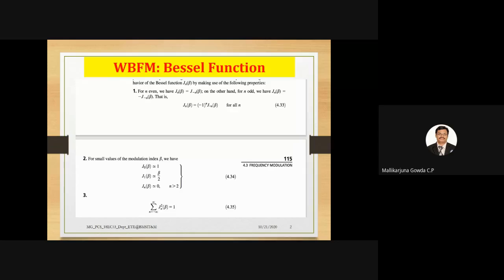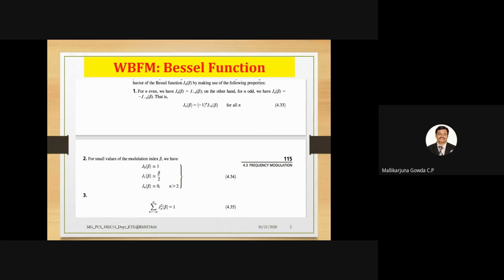Kind, right? And the nth order it is. So for n is even, we can write Jn of beta is equal to J minus n of beta. I hope all should note down these properties. Only three properties are there. The first one is what? For n is equal to even, what we can say? Jn of beta is equal to J minus n of beta.